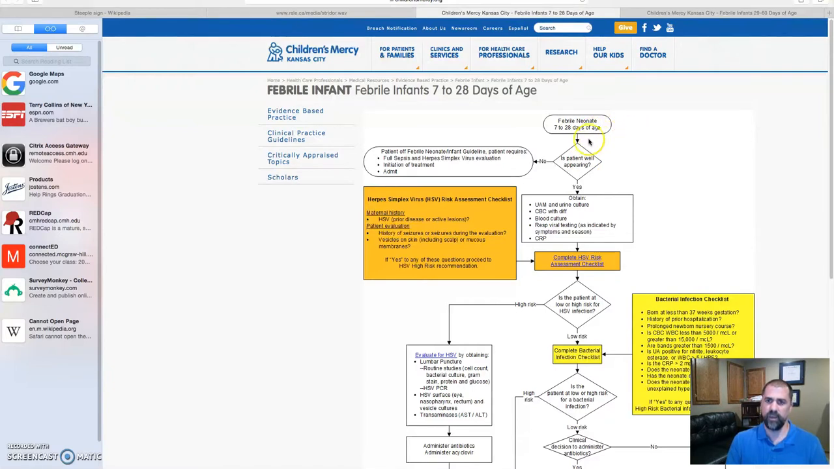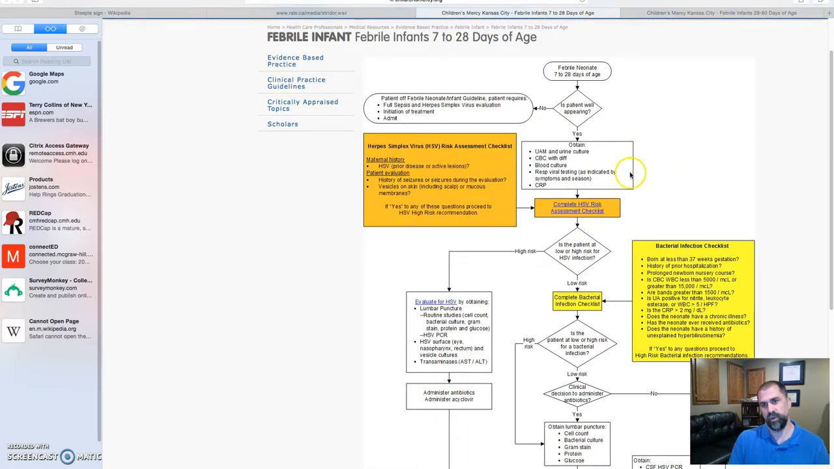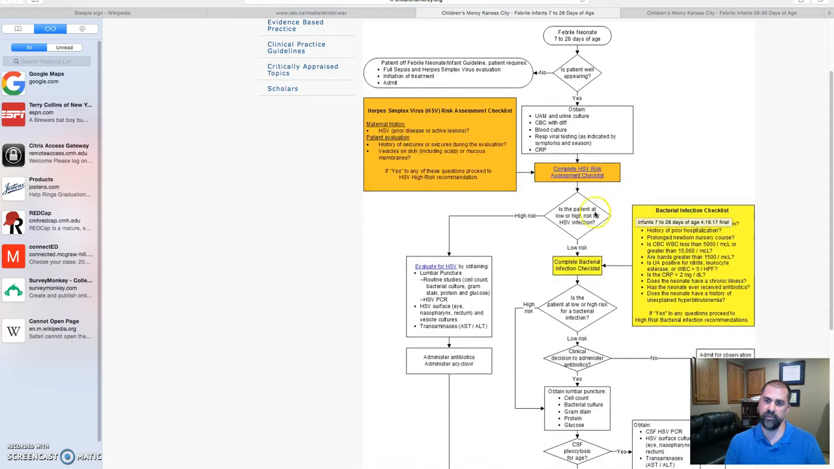Are they well appearing? If they're not, then they get the full sepsis evaluation that we talked about. And if they are, then we start off with kind of a superficial study where we get urine analysis with microscopy, CBC, blood culture, viral testing if needed, and then a CRP. And then we also assess for HSV. If they're found to have high risk factors for HSV, then we go down this path with an LP and then go to antibiotics and acyclovir.